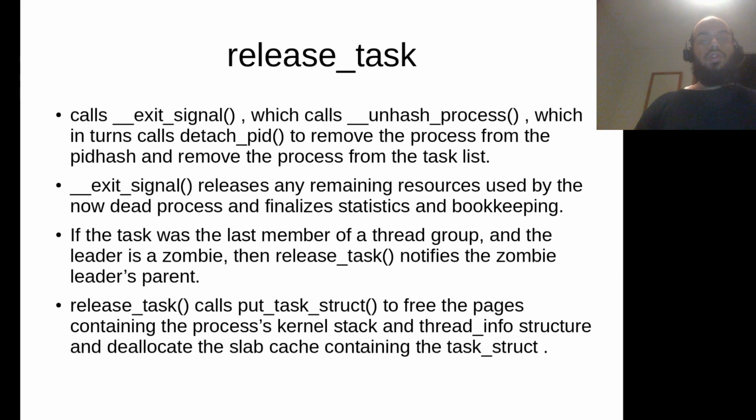If that task was the last member of a thread group, so it was the last task in a group of threads that were running together, then release task notifies the leader that there's nothing remaining. You should terminate these threads, and everything related to them. And then it frees the pages containing, for example, the kernel stack and the thread infrastructure, and deallocates any cache that has been allocated to the empty task. With this, we have covered everything that we wanted to talk about regarding how tasks are handled in Linux.